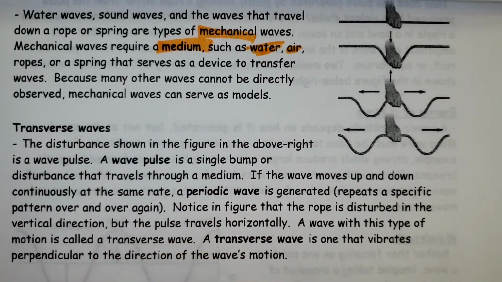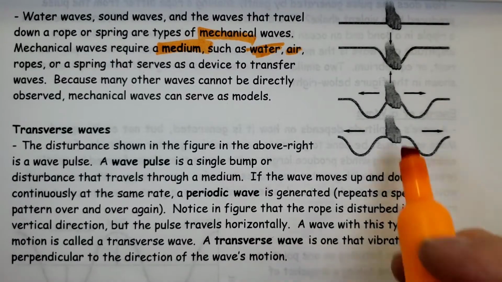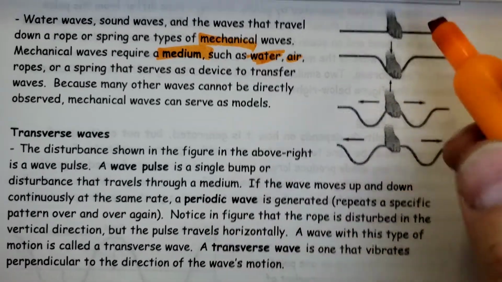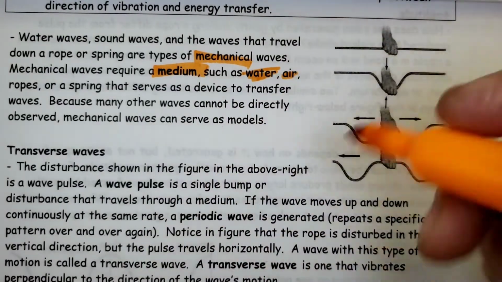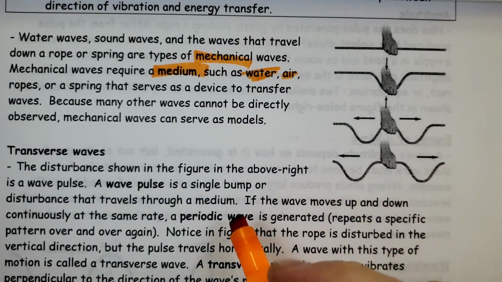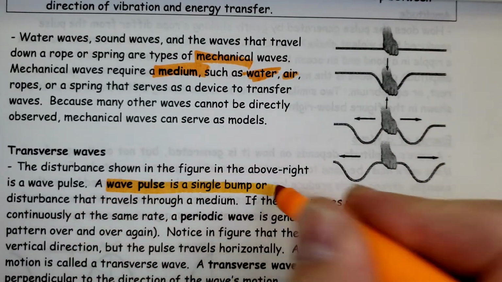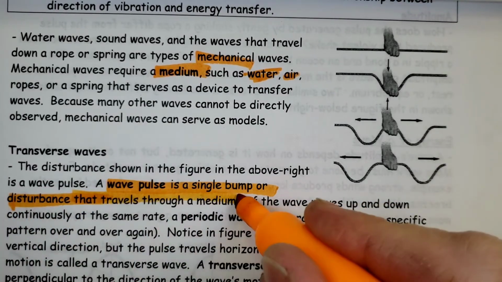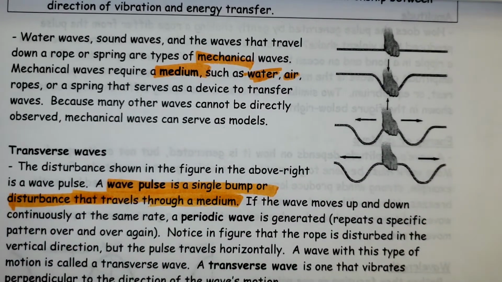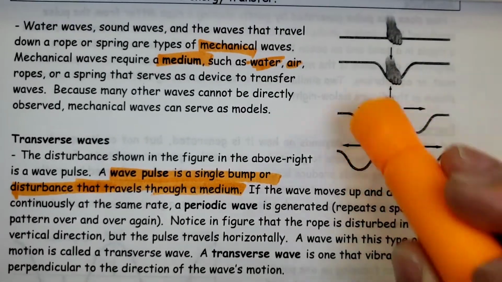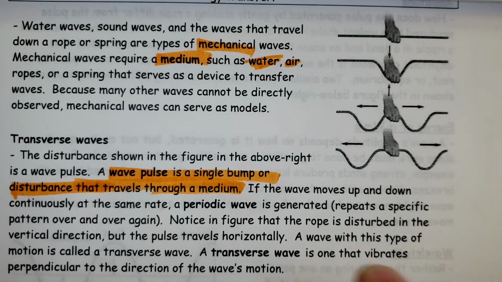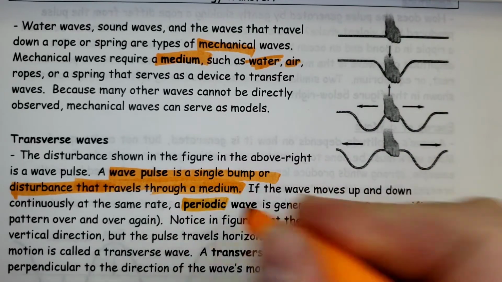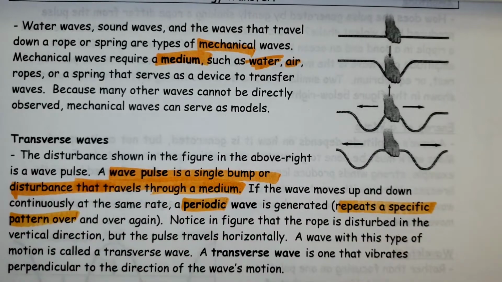The first type of wave, transverse waves. The disturbance shown in this figure right here is a wave pulse. So one kind of flick of the wrist, you've often done that with a rope, flick it in one way and a pulse is sent down the length of it. That wave pulse is a single bump or disturbance that travels through the medium. If the wave moves up and down continuously at the same rate, a periodic wave is generated. So if I keep making this pulse, moving my hand up and down, it's a periodic wave. It repeats a pattern over and over again. It's like the periods of the moon, repeats a specific pattern over and over again.